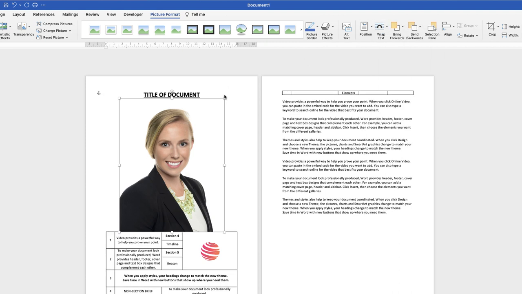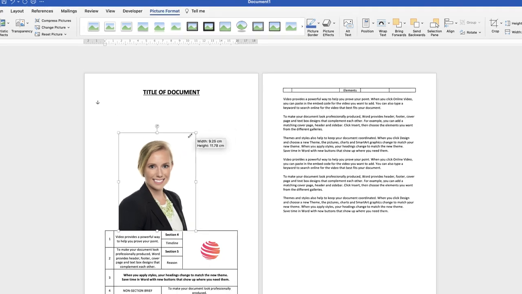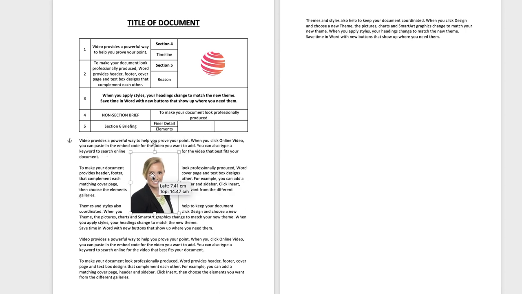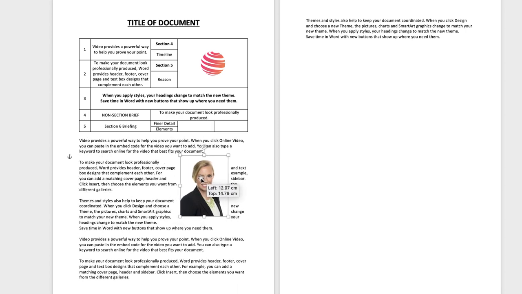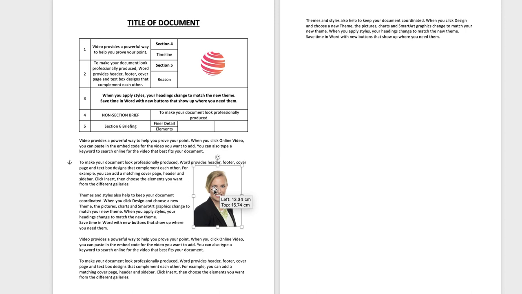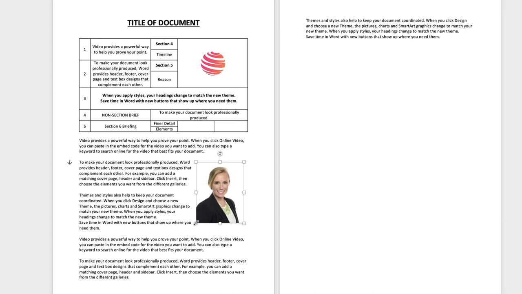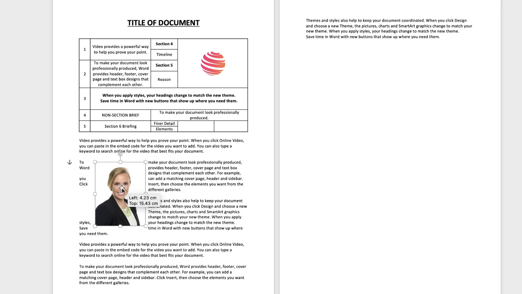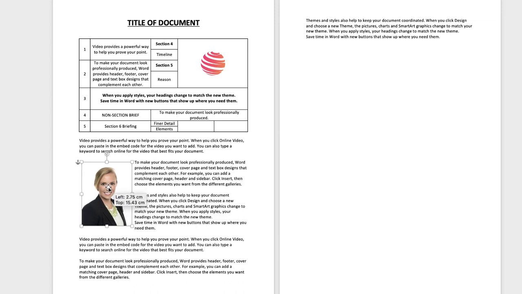And the reason for that is if we just resize this portrait or headshot, what we want it to do is we want the text to actually wrap around this image. Now, you don't have to have this selection. I'll show you in a second alternatives. But if you select Tight, it means that the text will move around your image like this. If you click away, you can see how that will sit in your document.